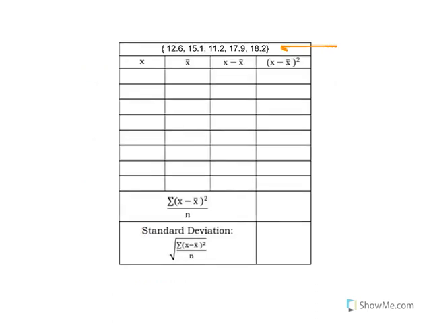These numbers right here are the numbers that we're going to use. We're going to plug in. Remember, x stands for the actual data values. So I'm going to start off with 12.6, then I have 15.1, 11.2, 17.9, and 18.2. I might not have to use all the spaces, I just gave you extra ones just in case. But we want to double check we have the same amount of numbers that we do. 1, 2, 3, 4, 5. Perfect.